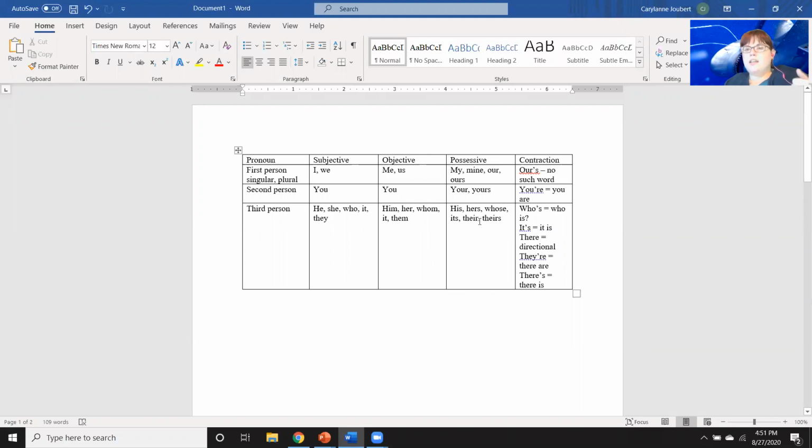Or we could say a student gives one's, O-N-E apostrophe S, one's homework to the professor. The same way, if we have students, we're going to say the students give their homework because we have plural. Where it gets tricky is more with corporations and collective nouns.